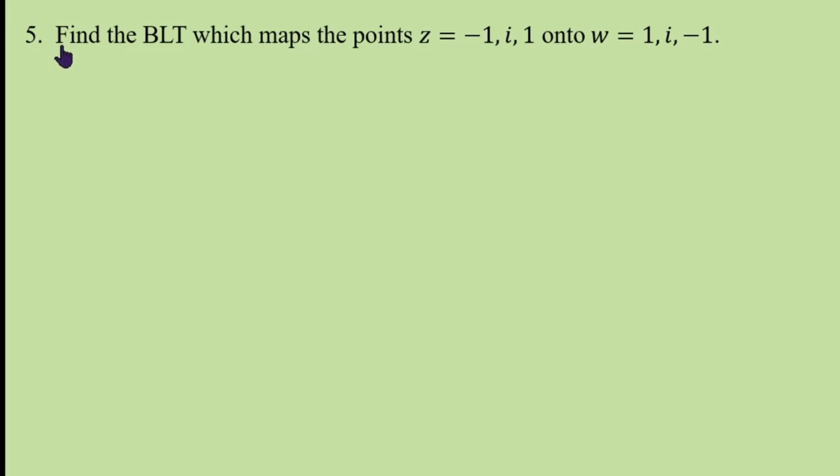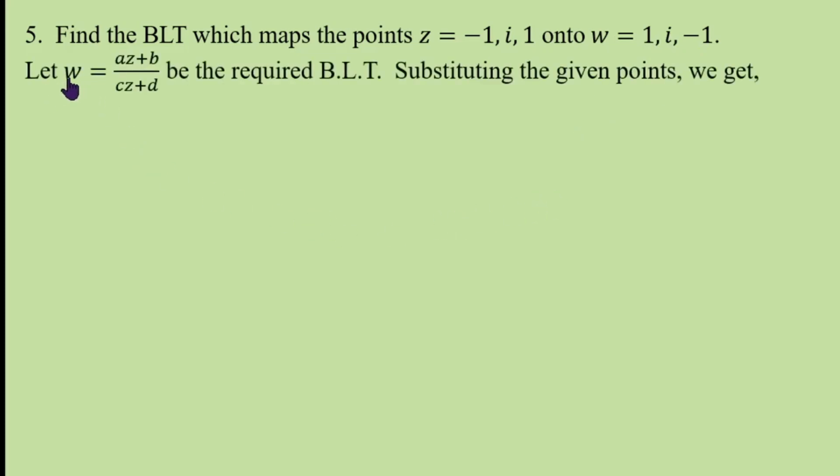One more example. Find the bilinear transformation which maps the points Z equal to minus 1, i, 1 onto W equal to 1, i, minus 1. Same logic. Assume that W is (AZ plus B) by (CZ plus D) be the required bilinear transformation. Substitute these points. 1 equal to (minus A plus B) by (minus C plus D), because Z is minus 1. i equal to (iA plus B) by (iC plus D). Minus 1 equal to (A plus B) by (C plus D).